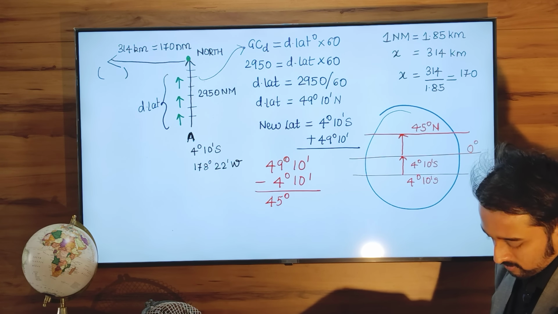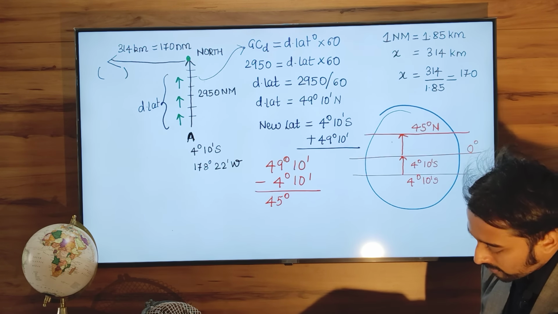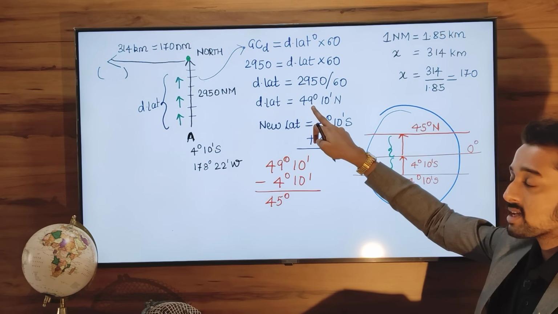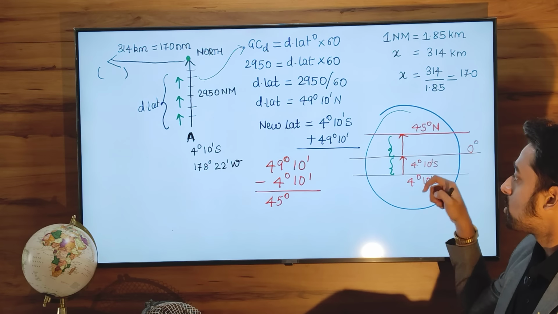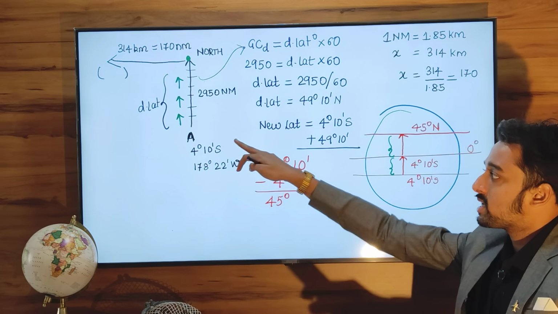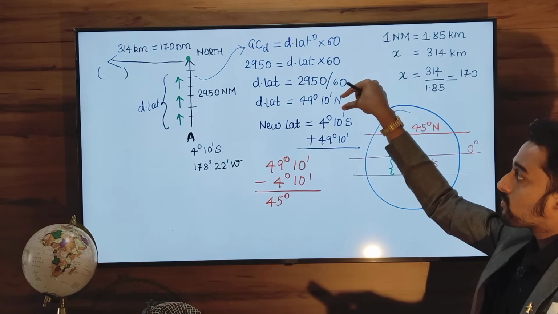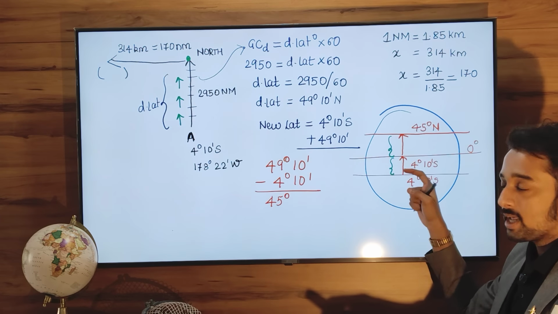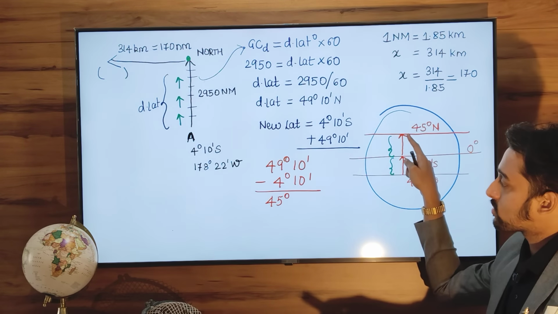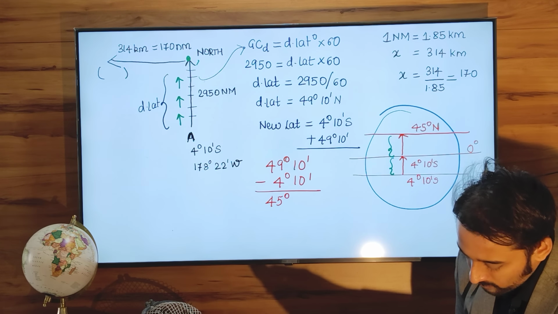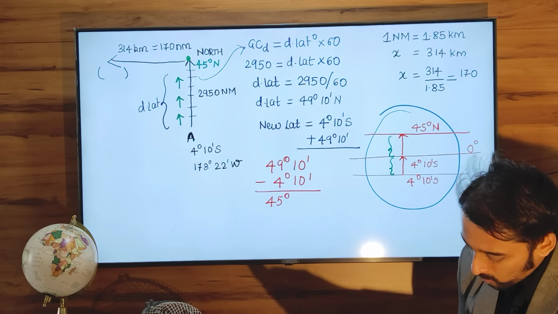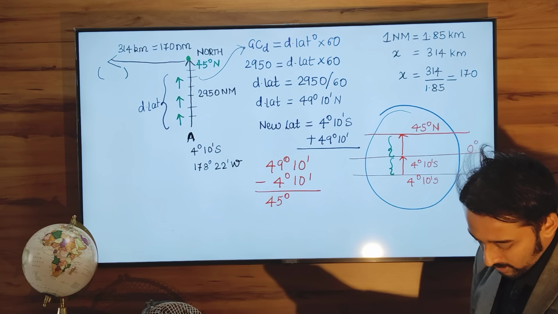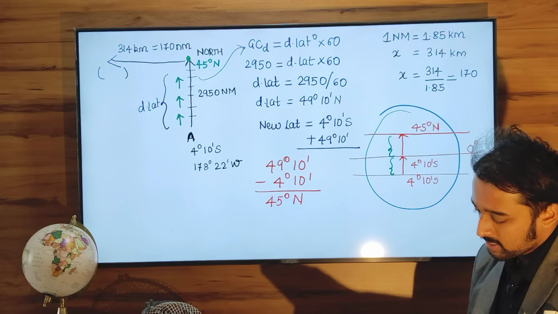So as you can see, 45 degree plus 4 degree 10 minutes will give you a total difference of latitude of 49 degree 10 minutes. Since our initial location was in the southern hemisphere, a part of the total difference in latitude was spent in coming from south to the equator, and the remaining part from the equator to another latitude. So our new latitude is 45 degree north. Okay, next.